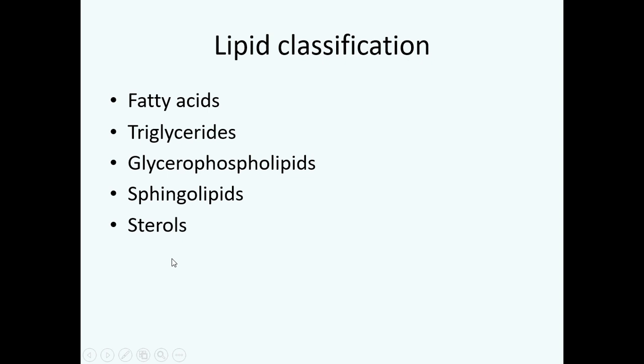Here on this slide, we see the classification of different types of lipids, including fatty acids, triacylglycerols, glycerophospholipids, sphingolipids, and sterols. We are going to talk about these different types of lipids in the coming lecture.